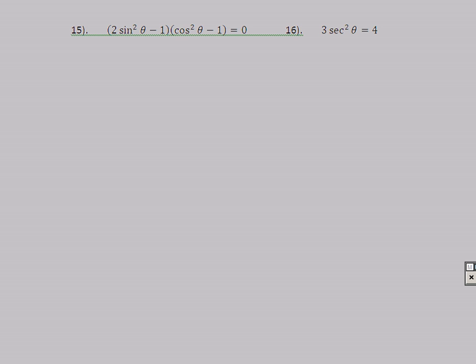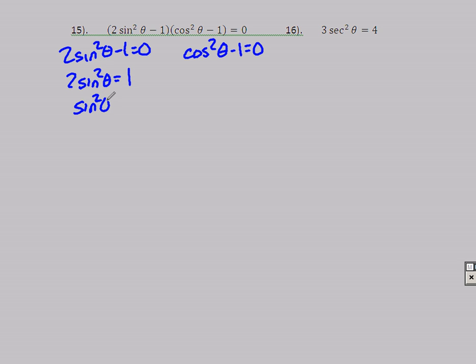Two more to go. Number 15. I don't care what this is. I have 2 factors multiplied by each other to equal 0. That means I will just set each one of them equal to 0. So 2 sine squared minus 1 equals 0, and cosine squared of theta minus 1 also equals 0. So let's solve this one first. 2 sine squared theta equals 1. When I divide both sides by 2, I'll get sine squared of theta equals 1/2.